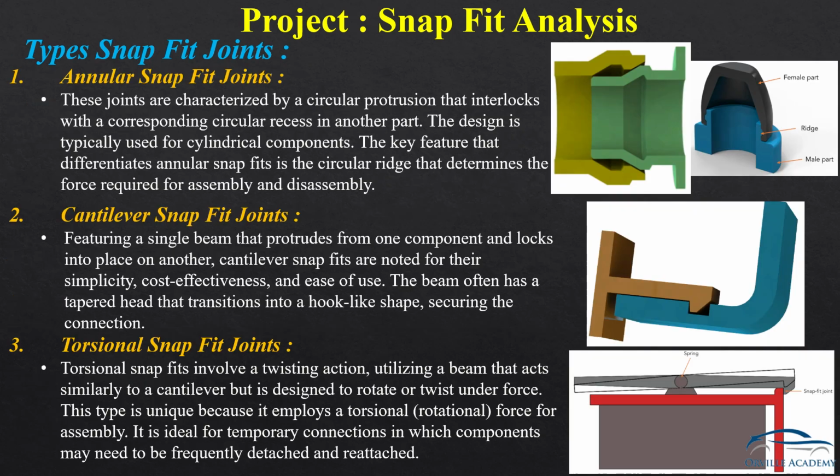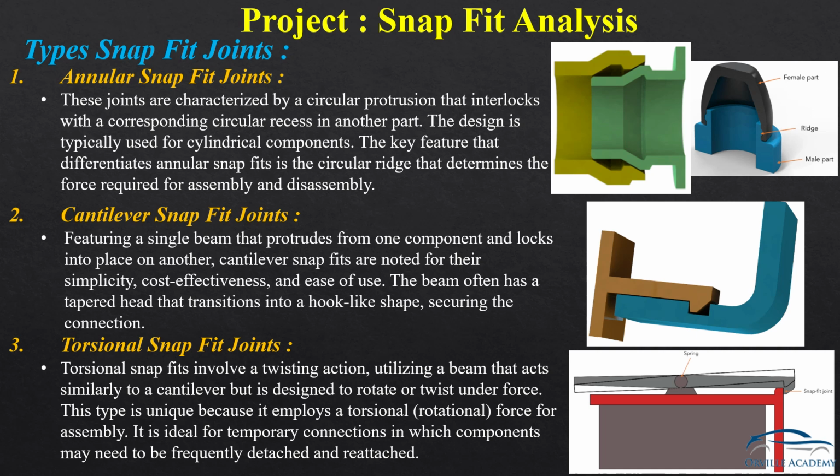Most commonly there are three types of snap fit joint: annular snap fit, cantilever snap fit and the torsional snap fit. In case of annular snap fit joint, you can see in the image, here we have the circular protrusion on the male part that interlocks with the corresponding circular recess in the female part. The design is typically used for cylindrical components, and the key feature that differentiates the annular snap fit is the circular ridge that determines the force required for the assembly and the disassembly. One of the most common applications of annular snap fits are the food container and the bushings.